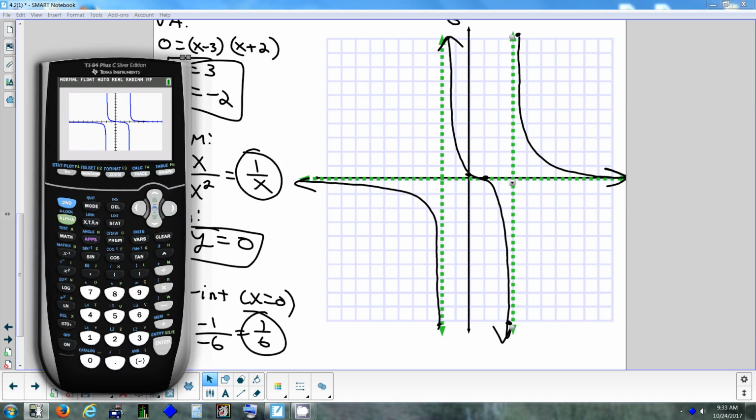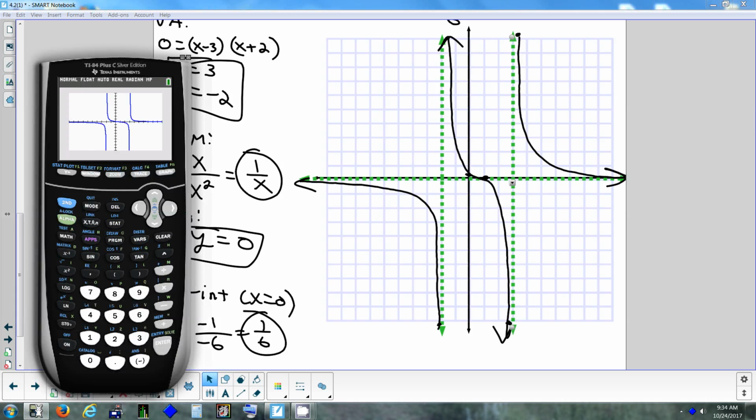That looks like their graph is a little flatter in the middle than mine is, but that's fine. So that's pretty much the same graph. Okay, so any questions on that? That's pretty much how you graph any rational function.